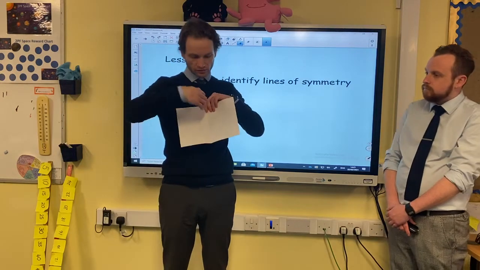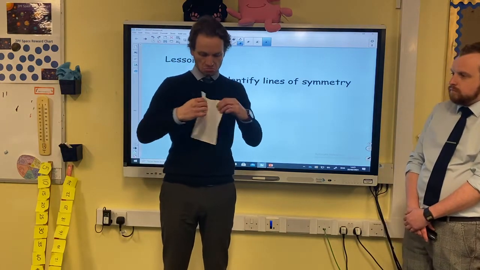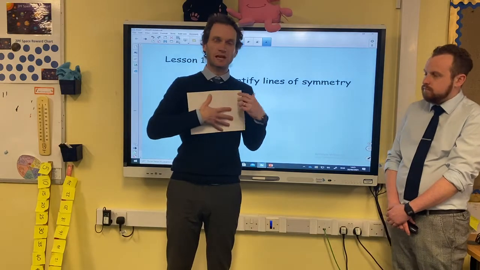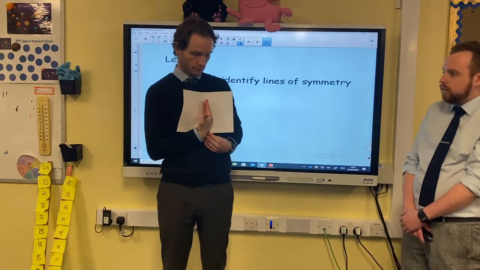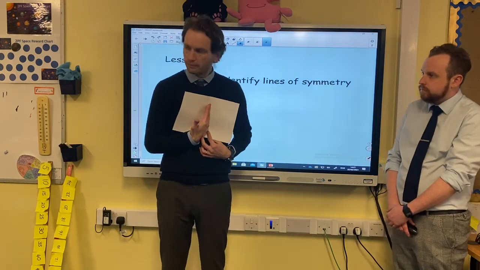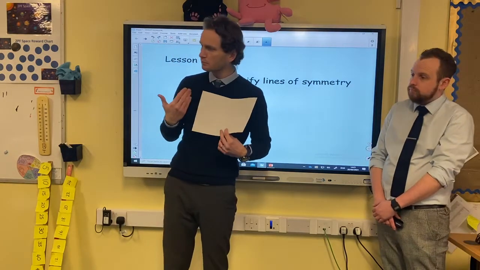So a line of symmetry is just down the middle. If you fold it in half, that side is the same as that side. So you could put a mirror on that line, and it would look the same. Absolutely. That is quite simple.